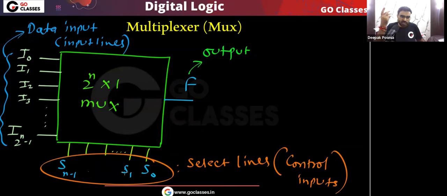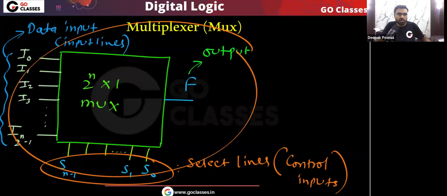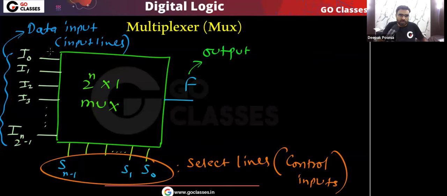So there are n select lines, or I can say n control inputs. They will decide which input will appear in the output. This type of digital device, this type of digital circuit is called a multiplexer. Very simple. I hope you understood. Also, let me tell you, this multiplexer is called a data selector. Why? Because we are selecting one of the input data and putting it in the output. So the other name for a multiplexer is basically data selector.